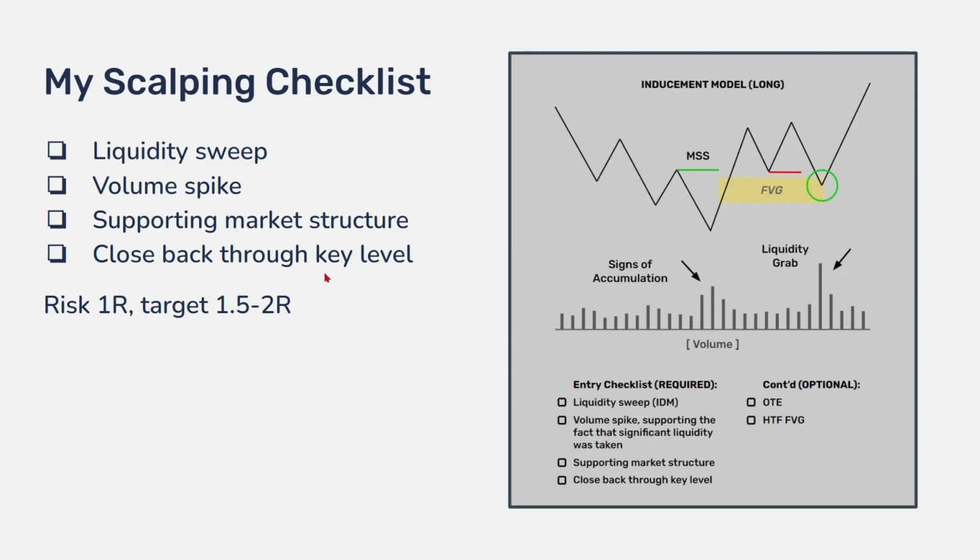And I also want to see a close back through the key inducement level before I enter the trade. So I'm not buying blindly into some fair value gap or anything. I want to see some strength or sign that the trade could be going in my preferred direction. And obviously I'm going to keep my risk consistent throughout all trades, risking 1R, targeting 1.5 to 2R depending on market structure. If market structure is in my favor, then I'll look for 2R. If not, then I'll look for something along the lines of 1.5.